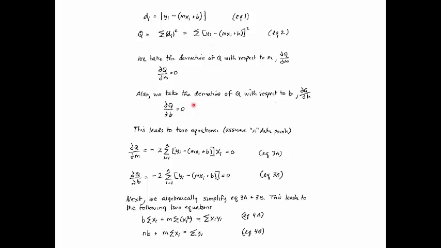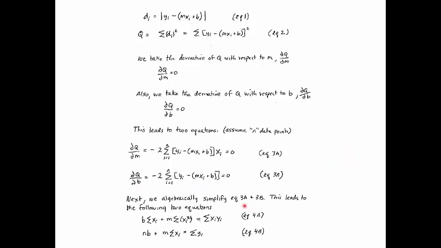Now the basic idea here is that the derivative of a function gives the slope of that function at any given point. The minimum in the function is the point where the slope equals 0. So we take the derivative of q with respect to m, set it equal to 0. Take the derivative of q with respect to b and set it equal to 0. And this will lead to two equations, and we're assuming here n data points. The two equations are respectively equation 3a and 3b.